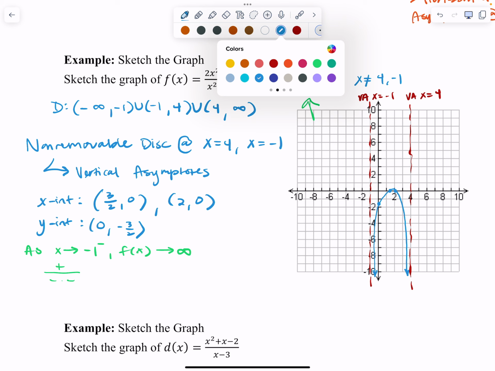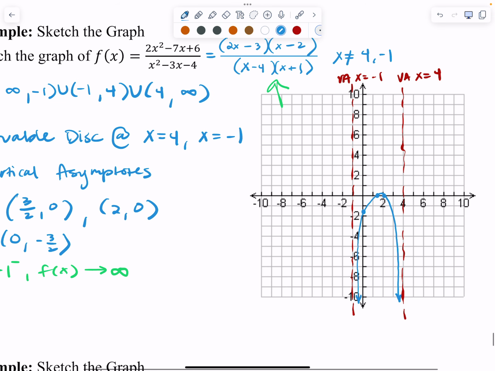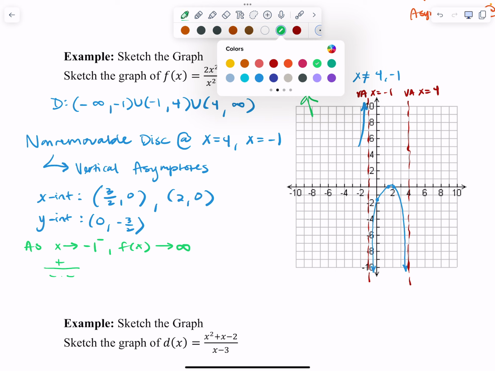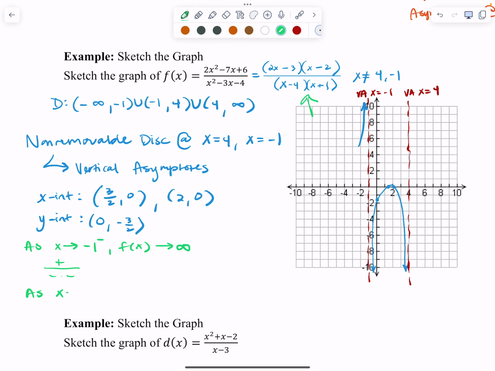So as x approaches negative 1 from the left, f of x is approaching positive infinity. And then I also still need, as x approaches 4 from the right, so like 4.01, that would be a positive times a positive is a positive. And then a positive times a positive, right? Would be a positive, so positive infinity as well.